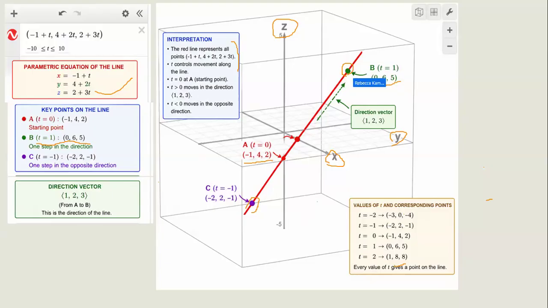And if we use t as -1, the point becomes (-2, 2, -1). Again, this is where we substitute -1 into this equation here, and that is how we get the values -2, 2, and -1. The same thing you do if t is equal to 0: you substitute here, and this will be our point. So again, we are dealing with three coordinates since it's a 3D graph.